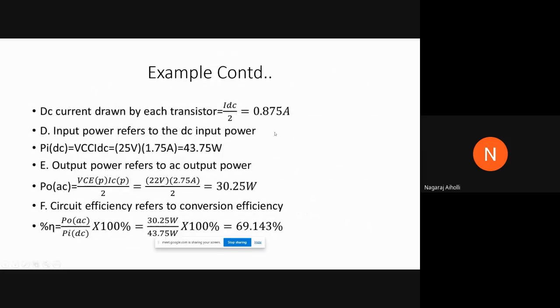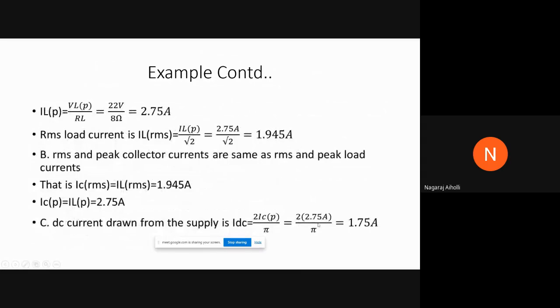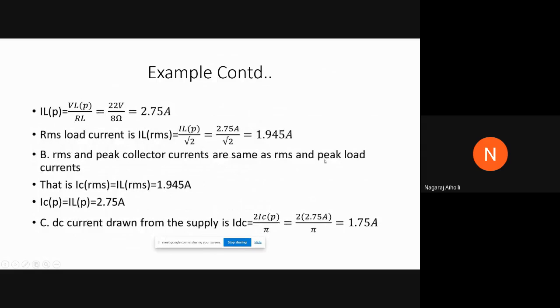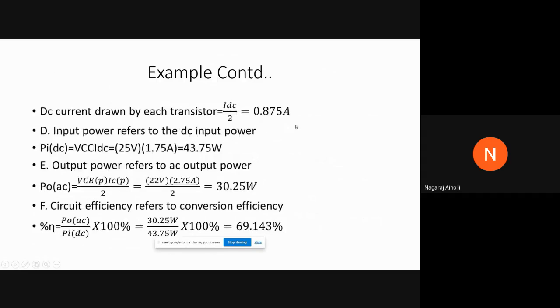And DC current drawn by each transistor. For both the transistors, it is 1.75 ampere. For each transistor, we have to divide by 2 because there are two transistors. So it is 1.75 divided by 2. So that comes out to 0.875 ampere.